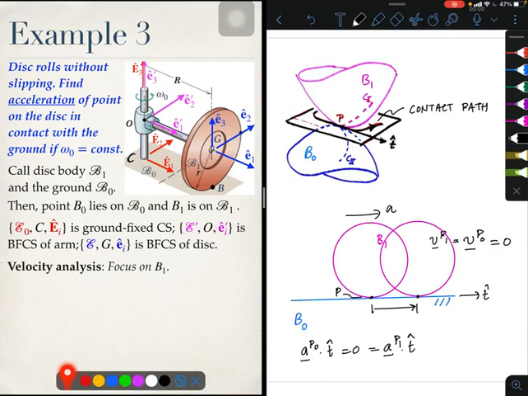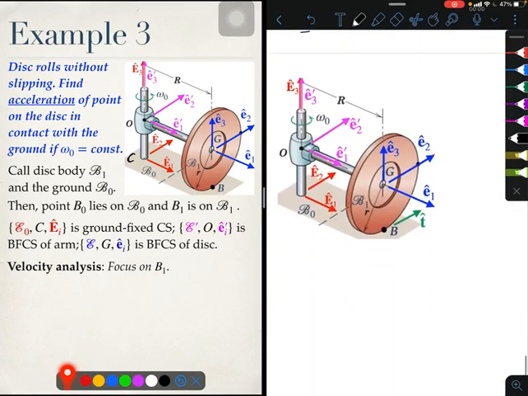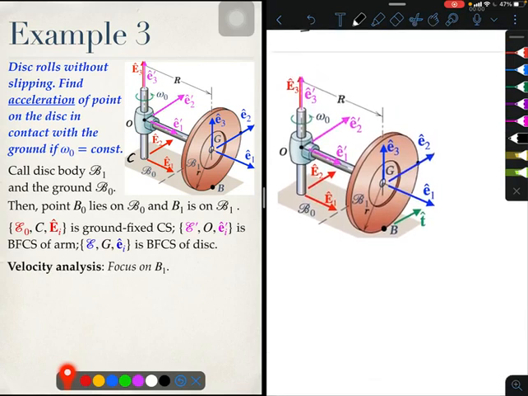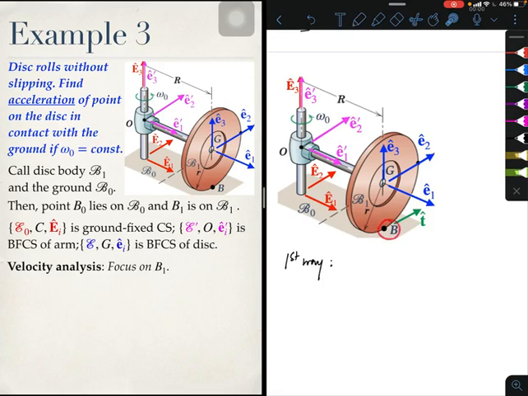Our strategy, as always, is to find a point and write its motion in two different ways. We will focus on the point B1. I am being careful here. This is the point on the disc coincident with the contact point B. So let's go ahead and do that. Here on the right, I have repeated the figure on the left, and now let's start writing down the velocity of B in two different ways. The first way is to write down the velocity of B1, the point B on the disc, from the perspective of the ground, which I am calling the body B0.